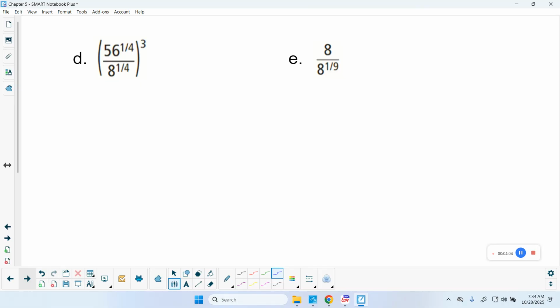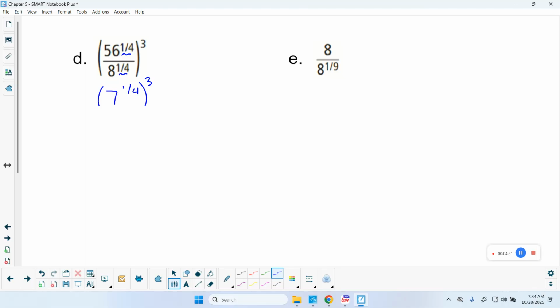For D, 56 to the 1/4 divided by 8 to the 1/4, all raised to the power of 3. For this one, yes, our bases are different. However, they are both being raised to the same exponent. Because they are being raised to the same exponent, we can actually divide the bases as it's asking. So 56 divided by 8 would actually give us 7 to the 1/4 raised to the power of 3.